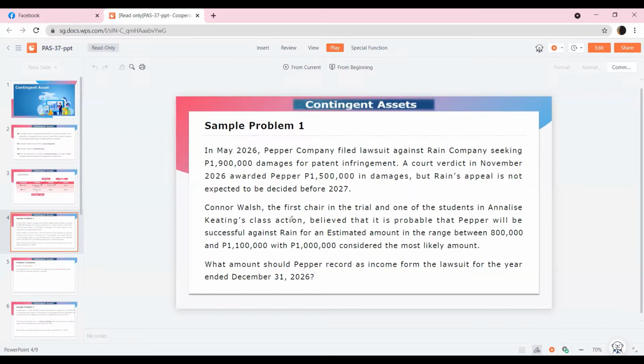Connor Walsh, the first chair in the trial, believes that it is probable that Pepper will be successful against Rain for an estimated amount in the range between 800,000 and 1.1 million, with 1 million considered the most likely amount. So the question is, what amount should Pepper record as income from the lawsuit for the year ended December 31, 2026?